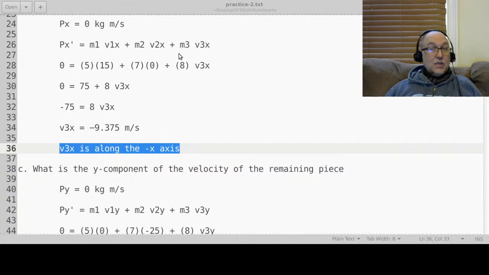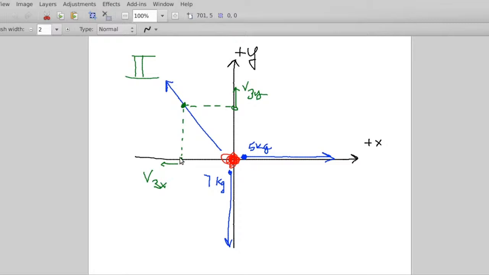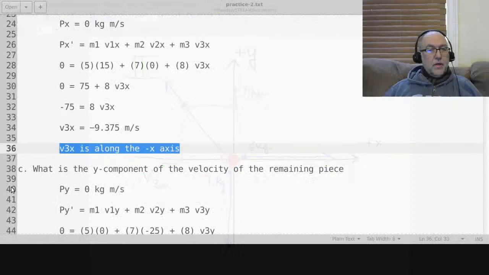Notice that V3x is along the negative x direction, and that's what we expected. If you go back here, you could see that the x component of V3 is traveling in the negative x direction, and we expected that because it had to balance against the positive x contribution from the 5 kilogram mass to the momentum. So the momentum to the left and the momentum to the right will cancel to give you zero. So we got the negative number as we expected.